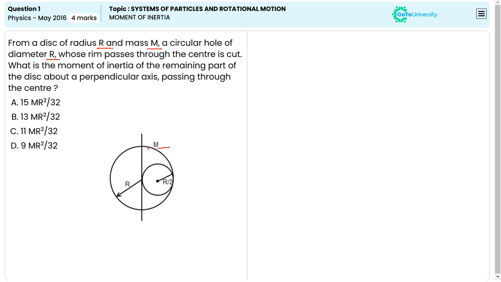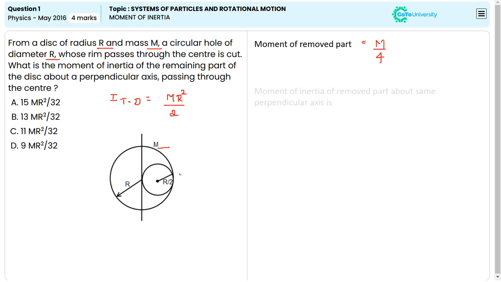So here, the moment of inertia I of the total disk we can write as MR squared divided by 2. Then the mass of the removed part is equal to M by 4. M by 4 is the part that we remove here.